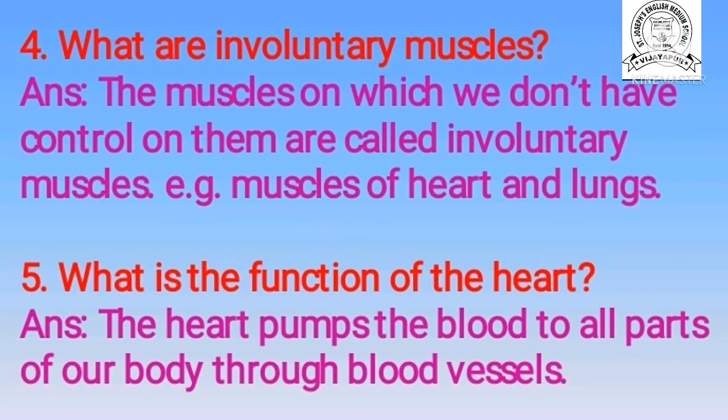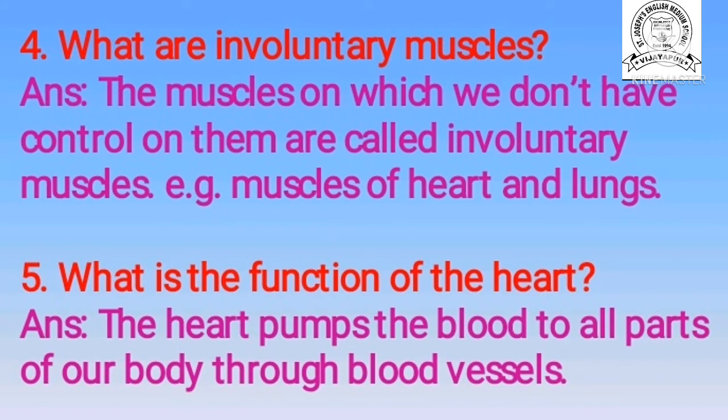Now, bicep muscles are voluntary muscles. Involuntary means we don't have control over them. For example, the heart. Can we stop the heartbeat? No, because it is not in our control. But bicep movement, we can control. So involuntary muscles means the muscles over which we don't have control. These are the involuntary muscles. Now, the muscles of the heart, what are they called? They are cardiac muscles. Now the fifth question: what is the function of the heart?